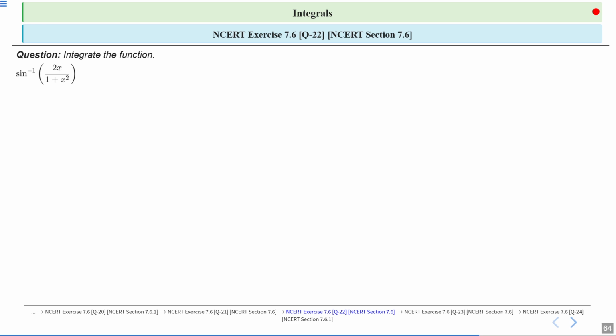Okay, so the answer is 2x tan inverse x minus log of 1 plus x square plus c. Let's go to the solution part.